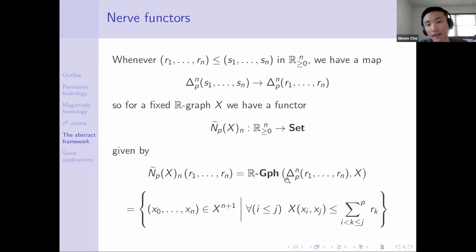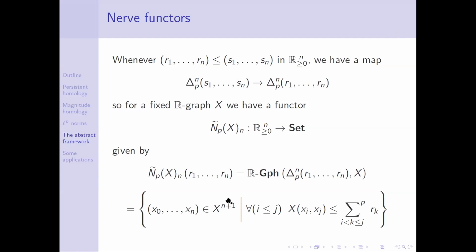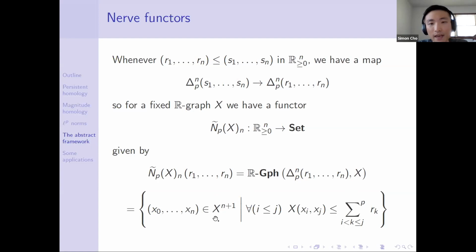We're just doing exactly what you do for nerves in general. You're probing your space X with your test spaces. But now instead of just having an n's worth of test spaces, for each n you have all possible real number tuples of length n. So that's this set of n-simplices that you get.